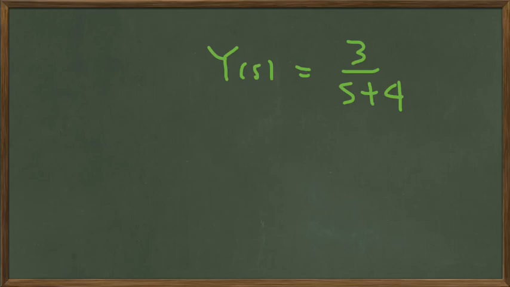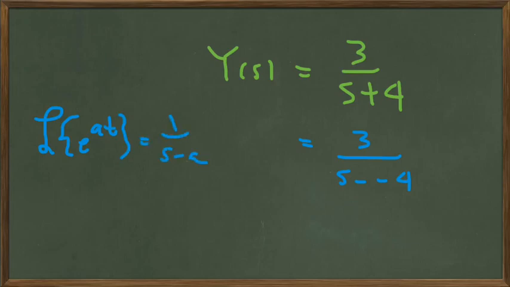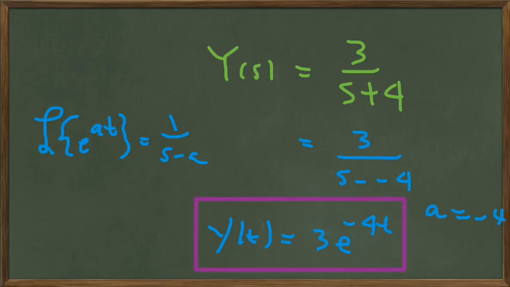Or let's go over that once more. So remember what we did here is we rewrote this as 3 over s minus minus 4, and we know that the Laplace transform of e to the at is 1 over s minus a. So here our a equals minus 4, so the inverse transform of this, what we call going backwards, y(t) equals 3, this constant in the numerator, times e to the at, e to the minus 4t, and that is our solution to the differential equation.